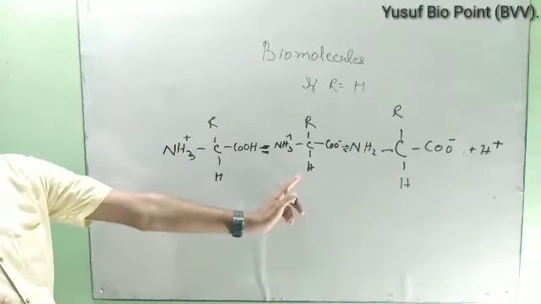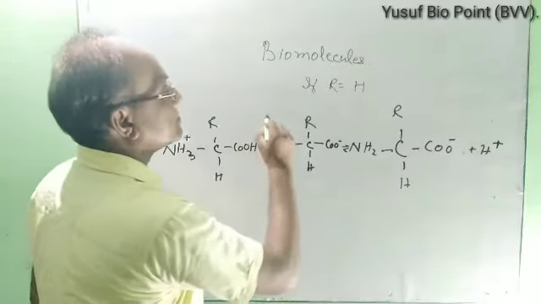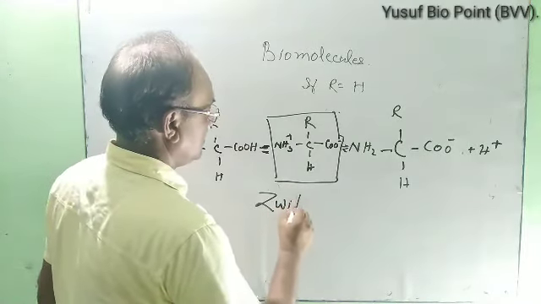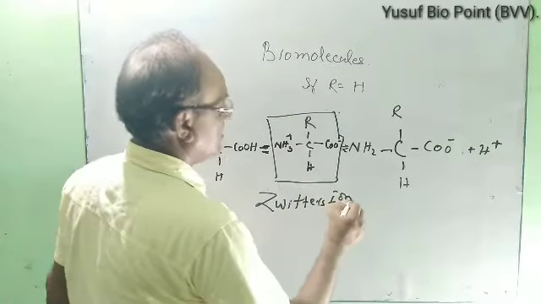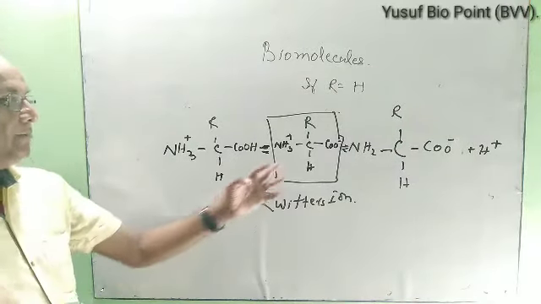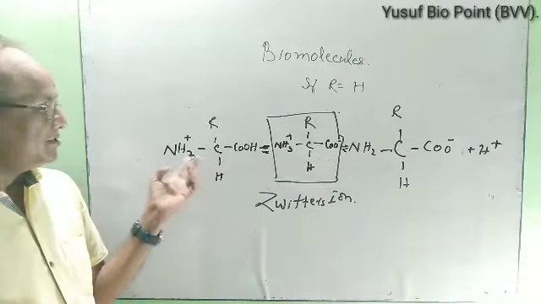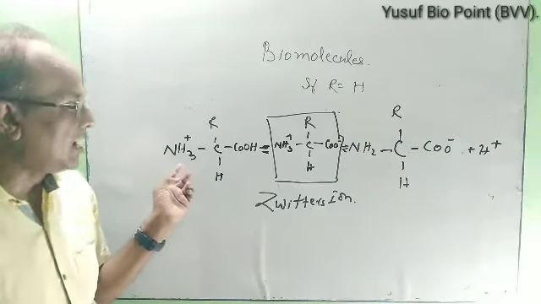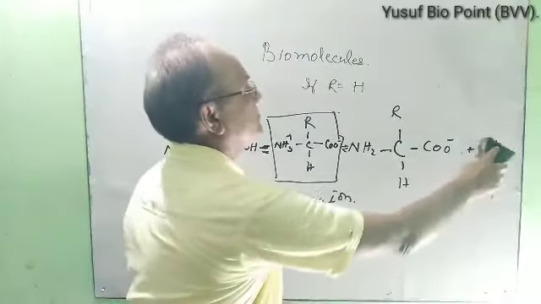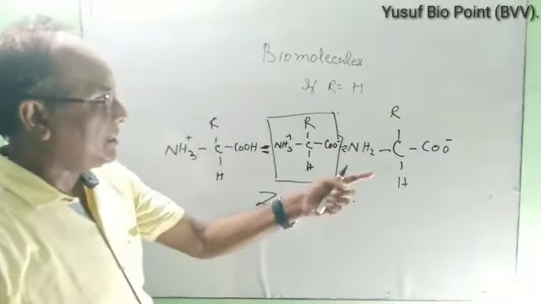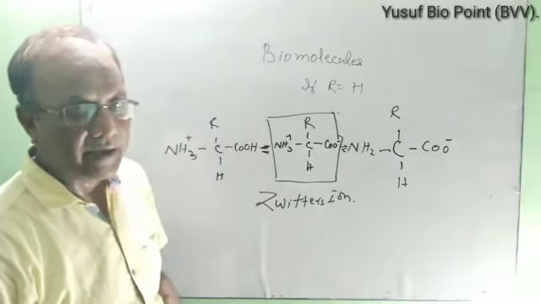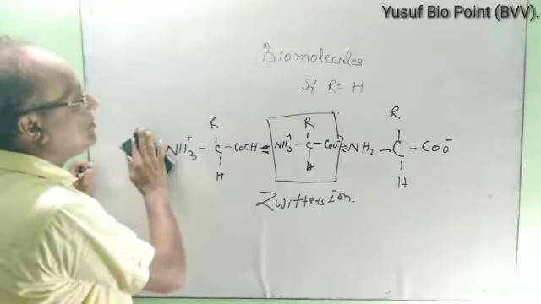So such a group, understand, is called Zwitter ion, which shows the ionization properties of both amino group and carboxylic group. Understand? Here ionization is shown only by the amino group, in that one by the carboxylic group, and here is both. So such a type of ion is called Zwitter ion. That is about the amino acids.